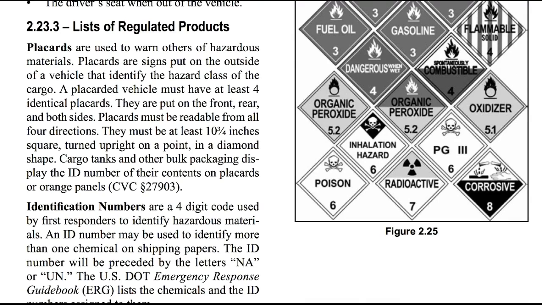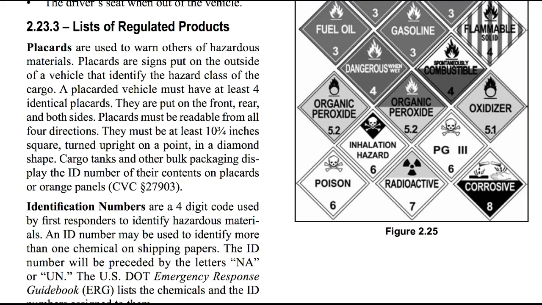Lists of regulated products. Placards are used to warn others of hazardous materials. Placards are signs put on the outside of the vehicle that identify the hazardous class of the cargo. A placarded vehicle must have at least 4 identical placards. They are put on the front, the rear, and both sides. Placards must be readable from all 4 directions. They must be at least 10 3/4 inches square, turned upright on a point in a diamond shape.